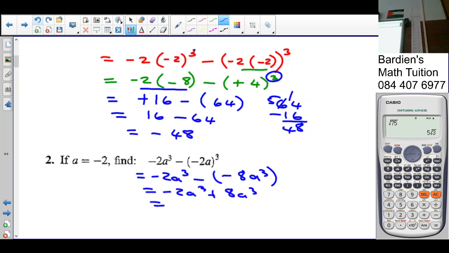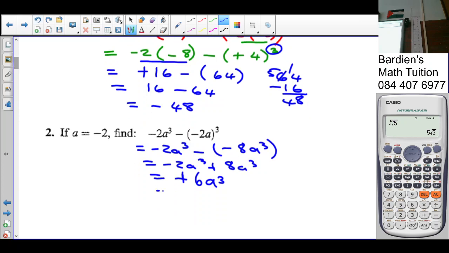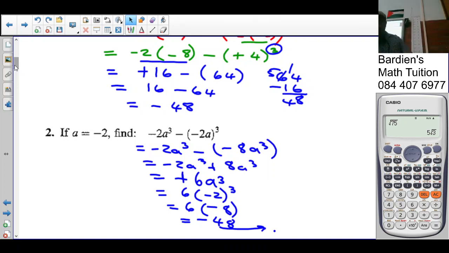So what is negative 2a cubed plus 8a cubed? Plus 6a cubed. But what is the value of a? Negative 2. So it's 6 times negative 2 cubed. Negative cubed would always be negative. 2 cubed is 8. And what is positive times negative? 6 times 8? Alright. You guys understand? Okay, any other confusion here?